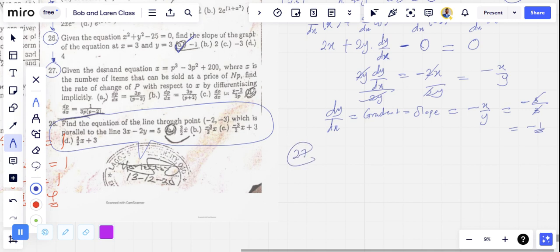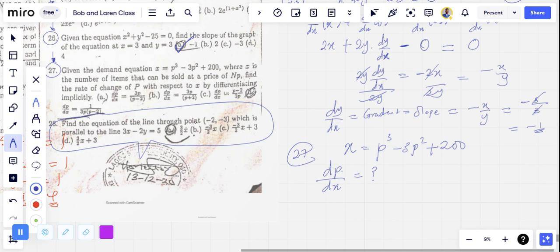For 27, given the demand function, I have x equals p raised to the power of 3 minus 3p squared plus 200, where x is the number of items. Find the rate of change of p. That's the change in p with respect to x, dp over dx. That's what we're supposed to look for.